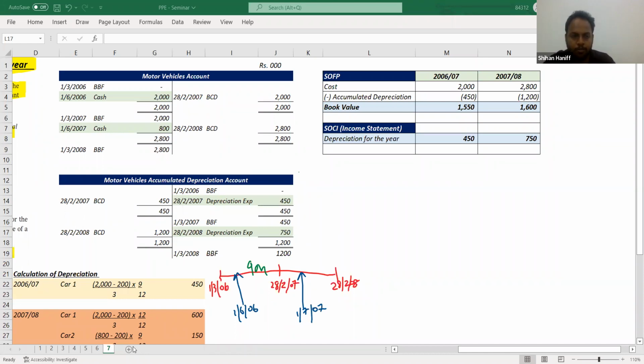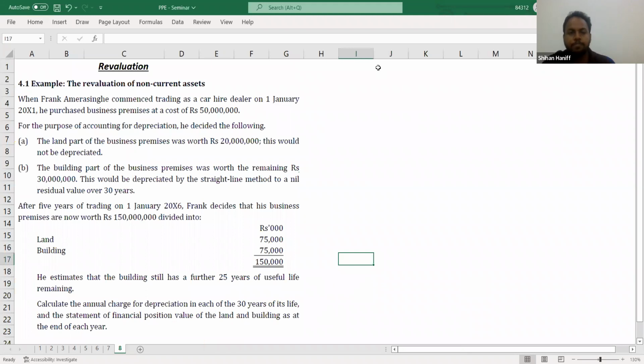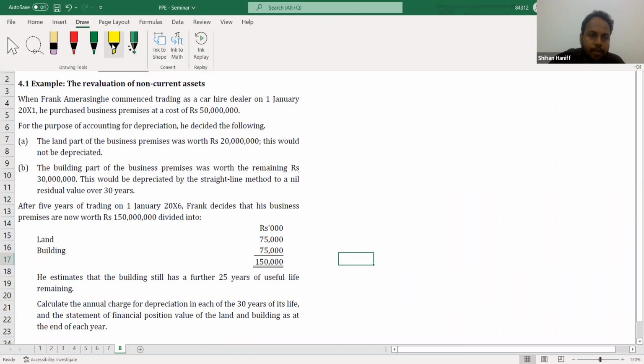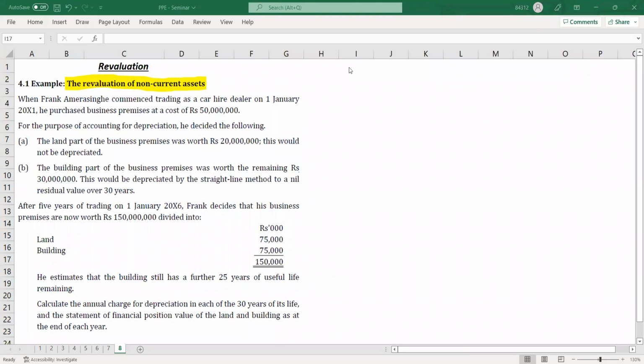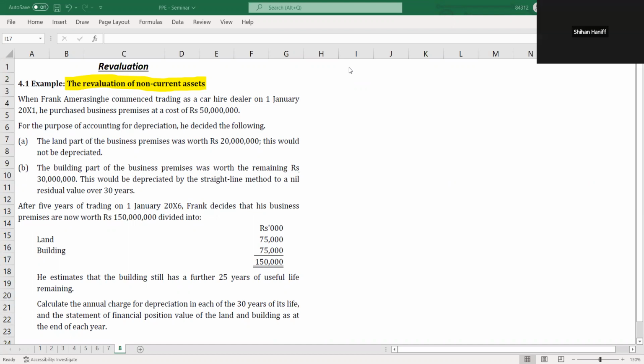Okay, let's move. Revaluation. Example. Revaluation of non-current asset. Right. So what is meant by revaluation?